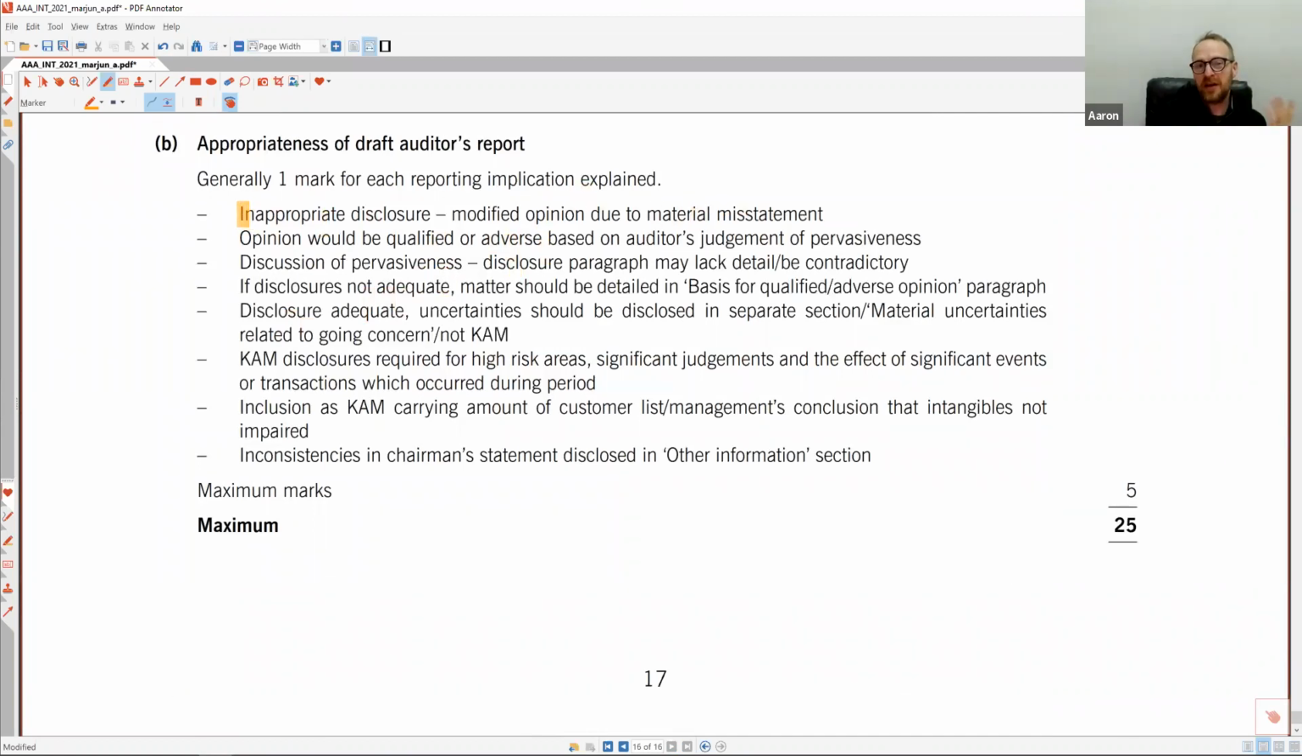Okay, so the opinion, they don't think is correct. The pervasiveness, they don't think is correct. They should be explaining its relation to going concern, so they need to explain it. Key audit matters, they discuss, so what's it for? Doesn't seem like they've done it appropriately here. Inconsistencies in the chairman's statement that we mentioned earlier should be in the other information section.